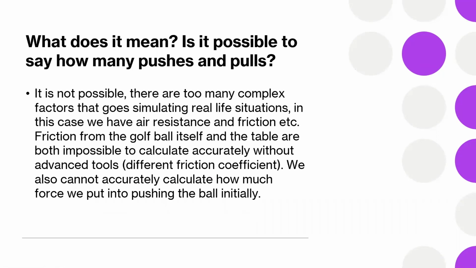Is it possible to say how many pushes and pulls have happened throughout the entire duration? I would say it's not possible, since there are too many complex factors that go into simulating real-life situations. In our case, in such a simple experiment, there is air resistance, friction from the golf ball itself, and friction from the table, which are both impossible to calculate accurately without specialized tools. We also cannot accurately calculate how much force we are pushing into the ball initially, as we're simply using an estimation.